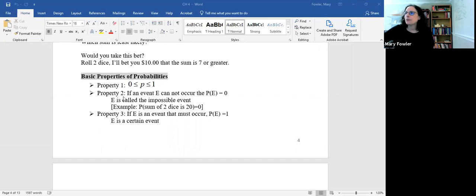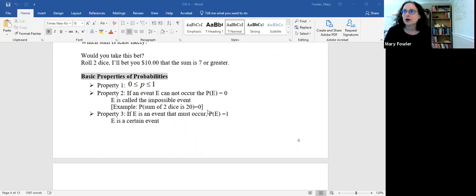Property 2 is that if an event cannot occur, then its probability is 0. E is called the impossible event. An example of an impossible event is if I roll 2 dice and the sum is 20, then that would be 0. Another event that would also be impossible, back on the whiteboard, was rolling 2 dice and getting a sum that is both equal to 4 and equal to 7.